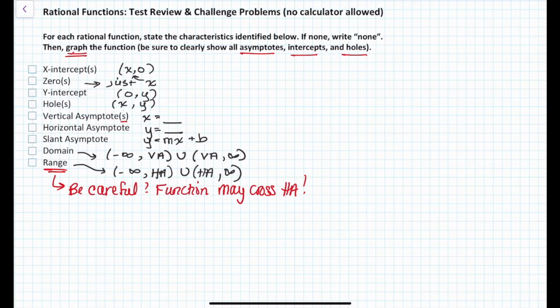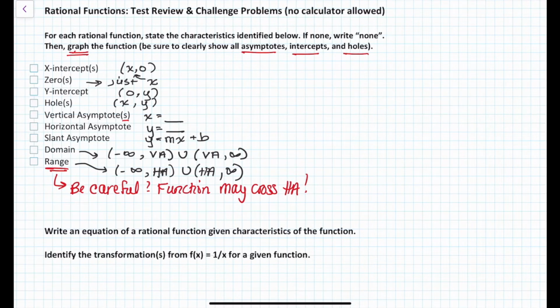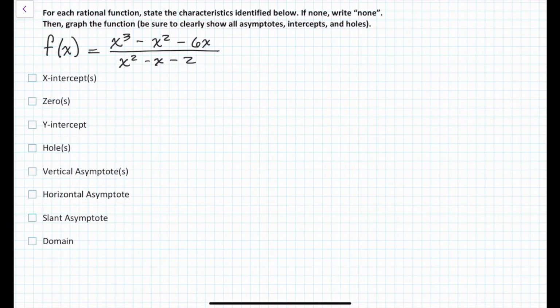Always show the asymptotes, intercepts, and holes every time you graph. Okay, so let's do some of these problems. We will also cover writing an equation of a rational function given the characteristics of the function, as well as identifying the transformations from the parent function 1 over x. So here we go. So again, you might want to pause this right now and come back and check your answers.